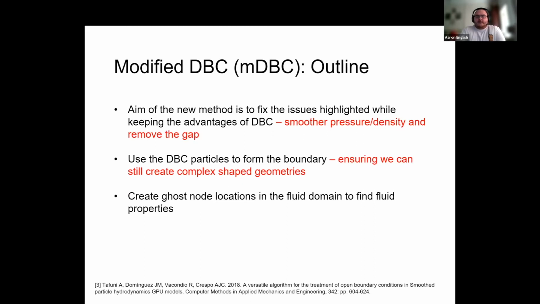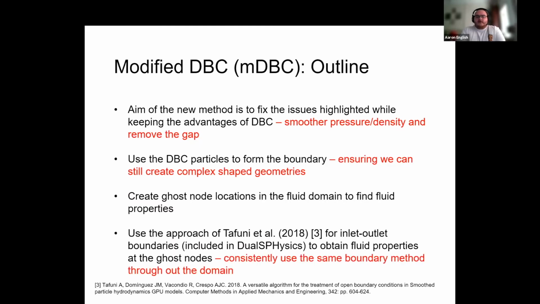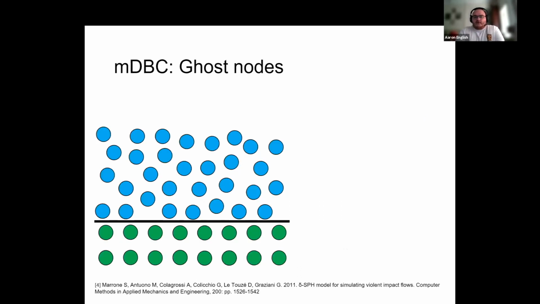What we then do is create some ghost nodes in the fluid domain to get some fluid properties from there. To do this, we use the approach of Tafuni et al. for inlet-outlet boundaries, which is currently included in DualSPHysics. So if you're using an inlet-outlet and mDBC, you've got a nice consistent boundary condition all throughout your domain. So just a quick overview of the method.